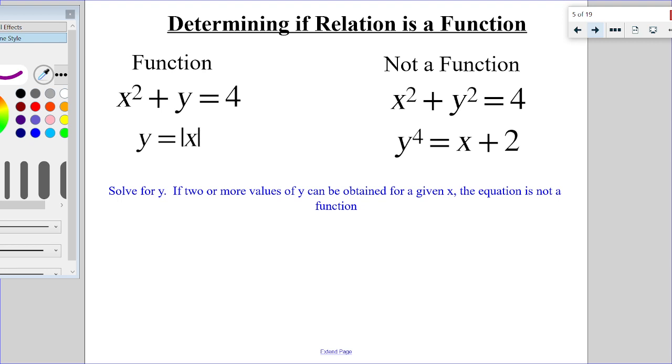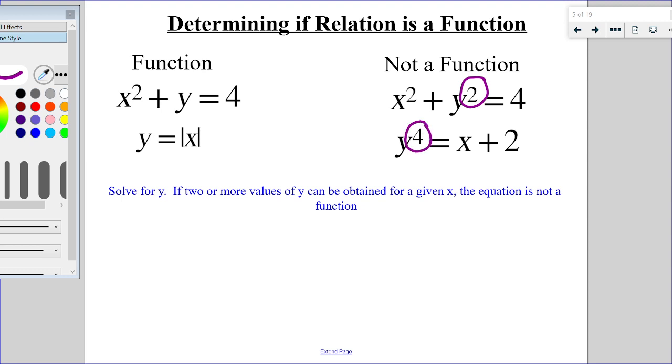Okay, so what you see up there is examples of equations that represent a function. On the left hand side there, x squared plus y equals 4 and y equals the absolute value of x. And then things that represent not a function, which would be like x squared plus y squared is the key right there, or y to the 4th equals x plus 2. And guys, it's really going to be this even exponent that we're going to be looking for.